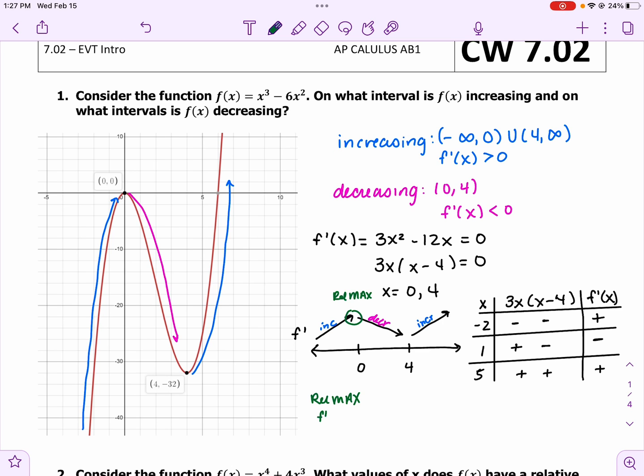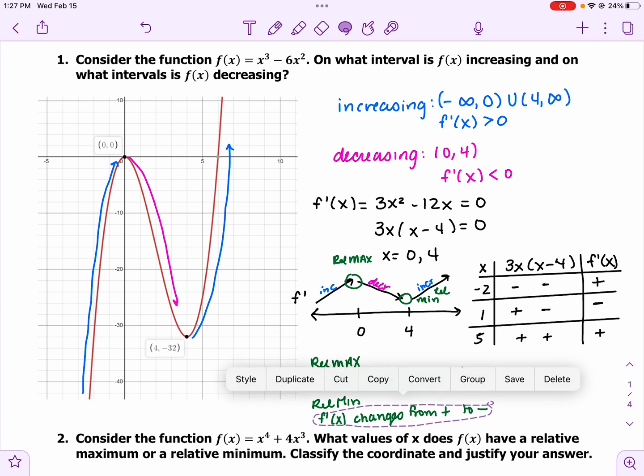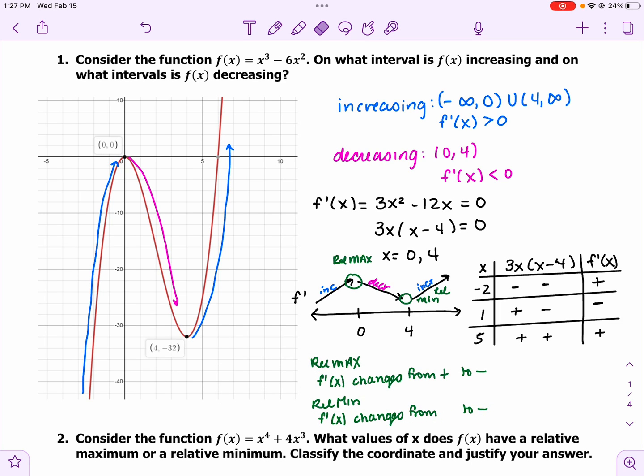that is where our derivative, or that is where f prime of x changes from positive to negative. If we have a relative min, put the word relative in there, we have a relative min, that is where our derivative, or the slope of our tangent line, instead of changing from positive to negative, is going to change from negative to positive, meaning the original function, not the derivative, changes from decreasing to increasing.